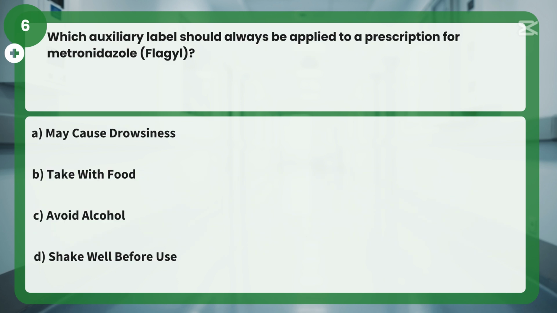Question 6. Which auxiliary label should always be applied to a prescription for metronidazole, Flagyl? A. May cause drowsiness. B. Take with food. C. Avoid alcohol. D. Shake well before use.